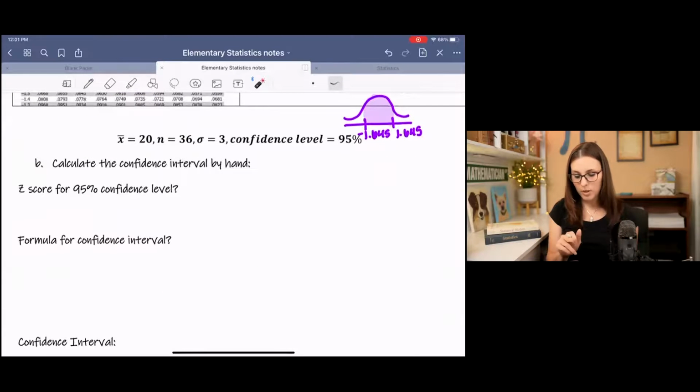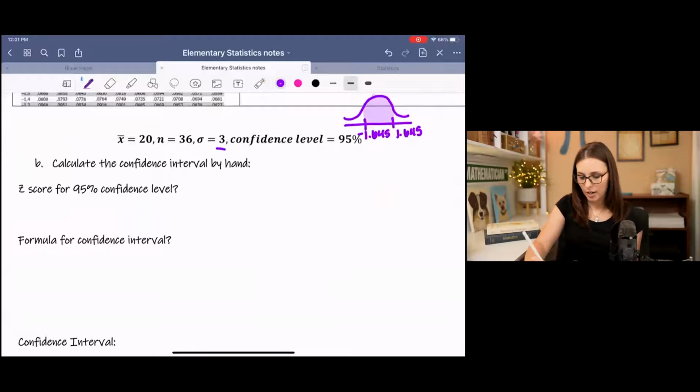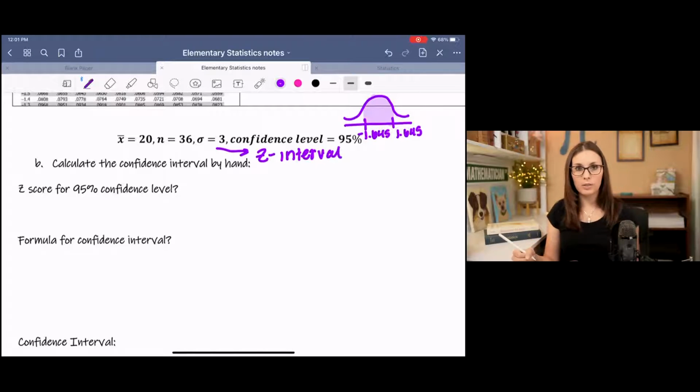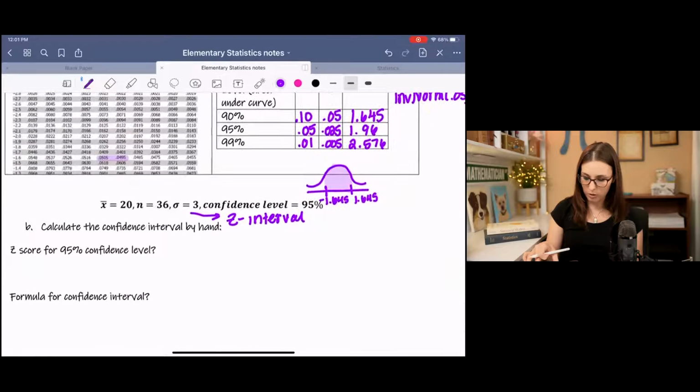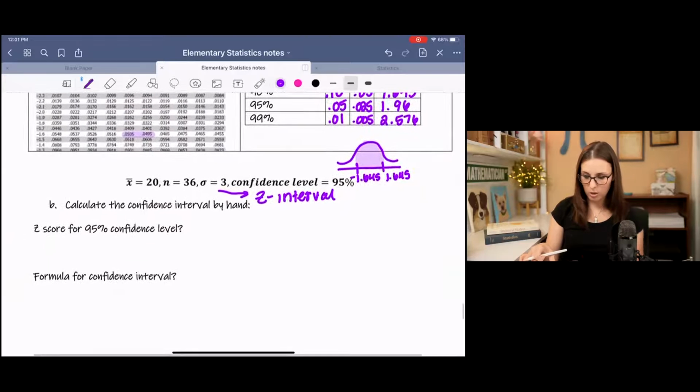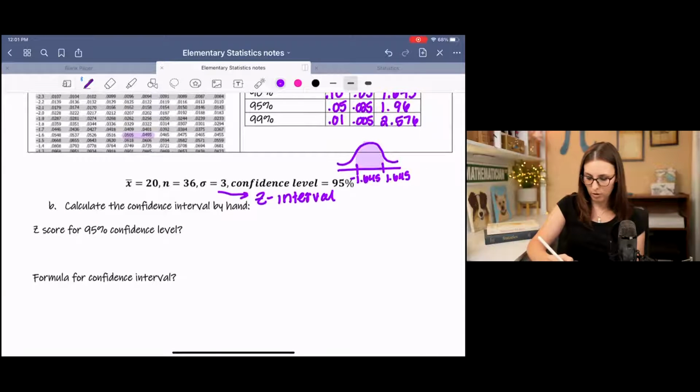We have the sample mean, the sample size, and the population standard deviation. This indicates right here we're going to be using the Z interval. And then we have a confidence level of 95%. So what we need to do first is find the Z-score associated with that confidence level. I just did it in the table, so I'm going to not cheat, but use my resources here. I don't want to reinvent the wheel.